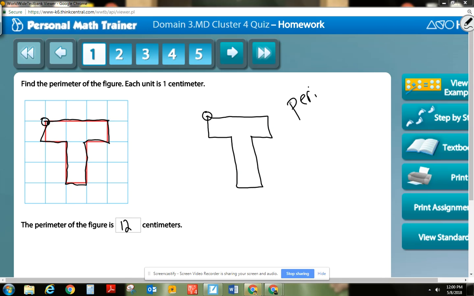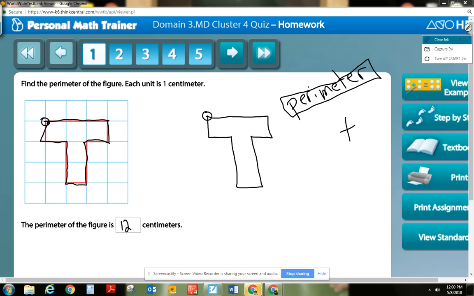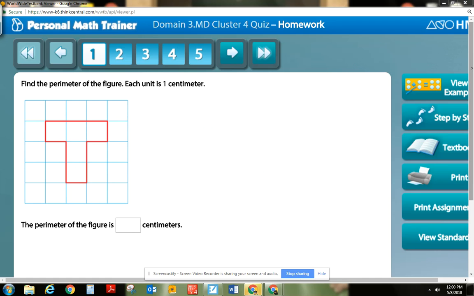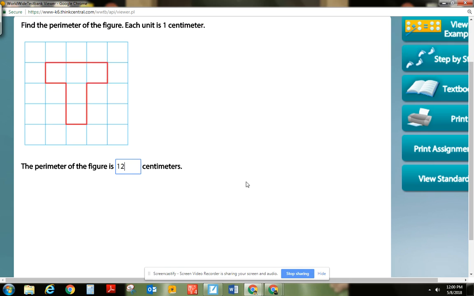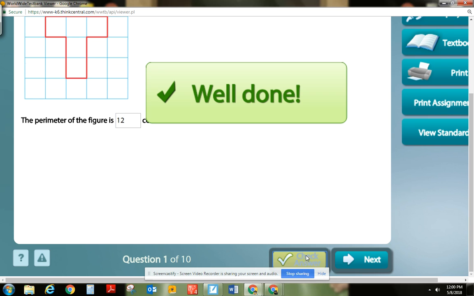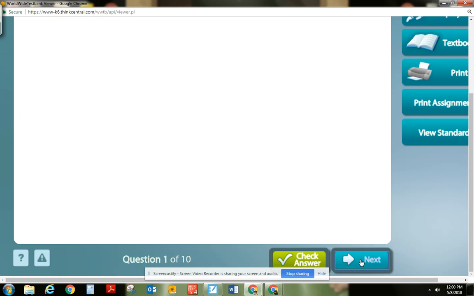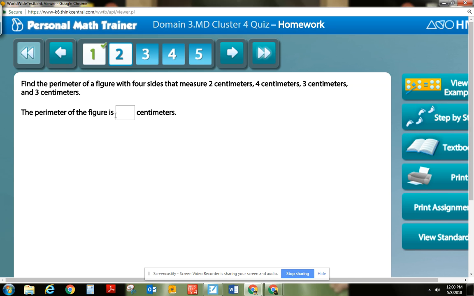Remember, perimeter, I use that T to remind myself that we can go around the figure, and the T looks a lot like an addition symbol, so that always helps me. Since this is a homework, you would put in your answer, then you scroll down and you can check your answer. And it will say, yep, you did well, or hey, look back at this part of the problem.